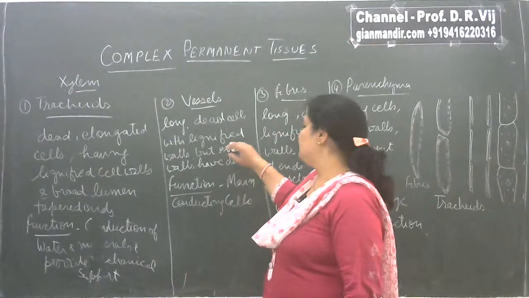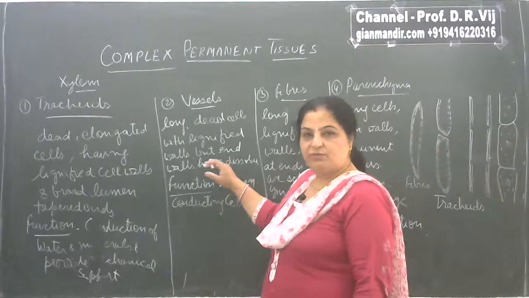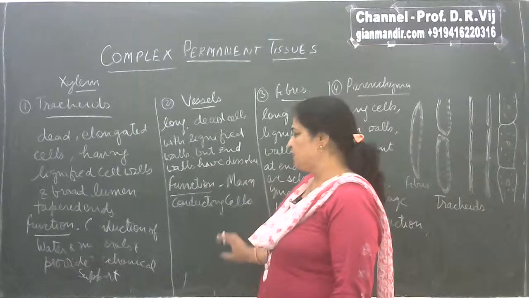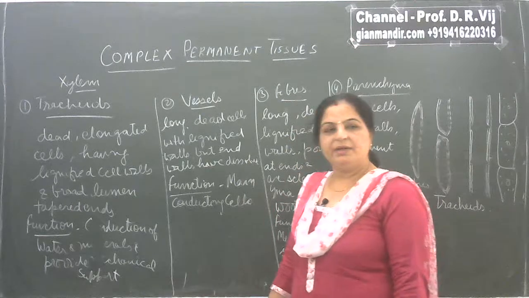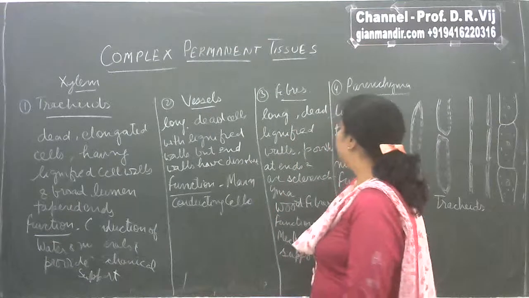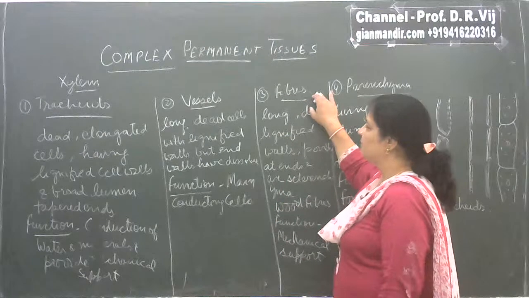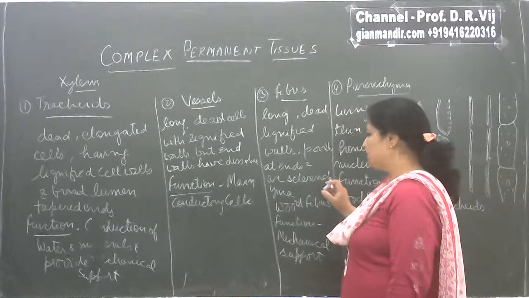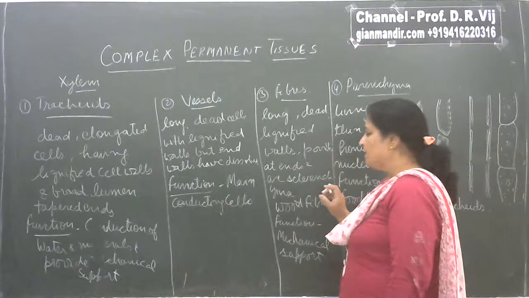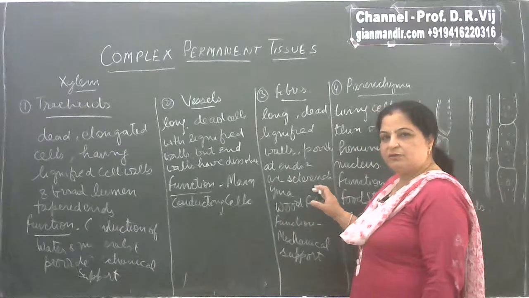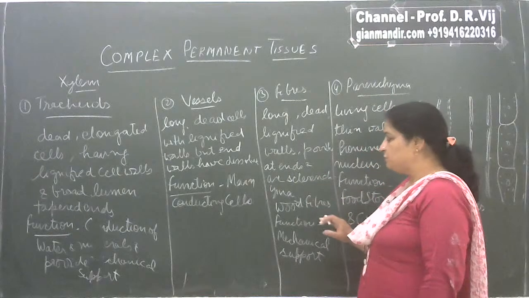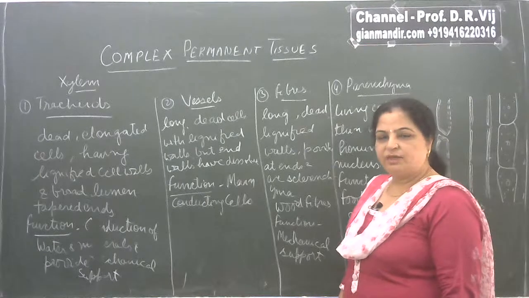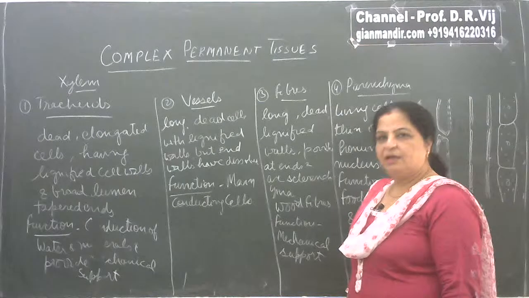Vessels are long dead cells with lignified walls, but still their lumen is broad. Their function is again mainly conduction of water and minerals. Third type of cells are fibers, dead cells, lignified walls again, and pointed at the ends. They are purely sclerenchyma, also known as sclerenchymatous tissue or wood fibers, and their function is purely supportive. They provide mechanical support to the plant.